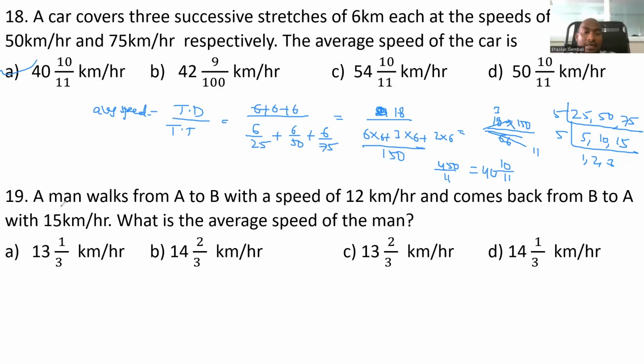Next. A man walks from A to B with a speed of 12 km/h and comes back from B to A with 15 km/h. What is the average speed? Same as the earlier one. Average speed equal to 2xy by x plus y.